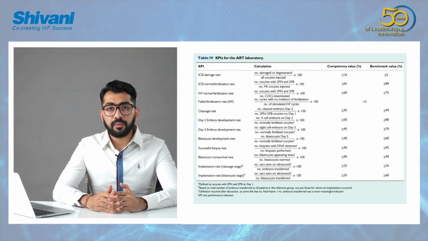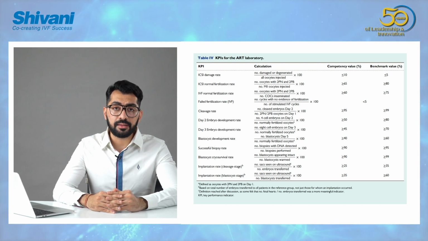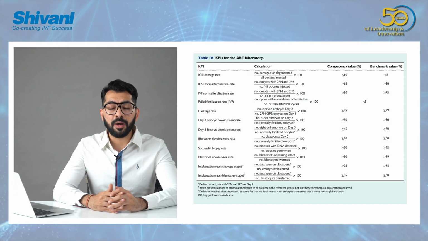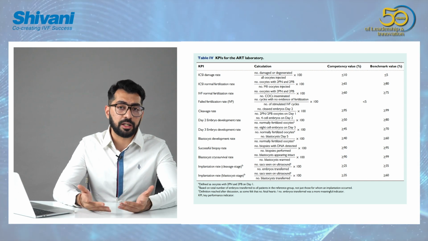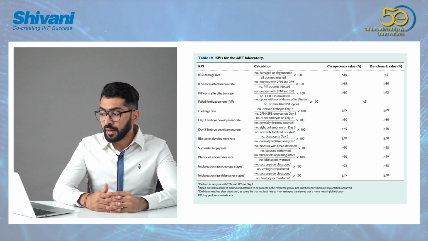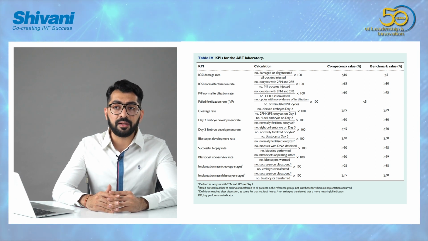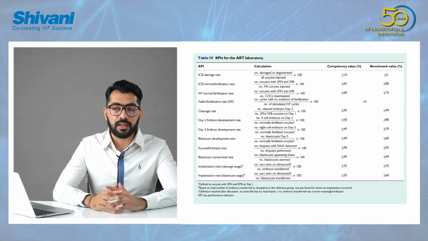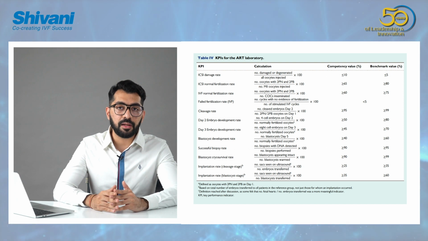The second thing that we want to assess, or the second KPI that we want to assess, is the ICSI fertilization rate. So this is the number of 2PNs that form after ICSI divided by the number of M2s that were injected, and you multiply it by 100 to get a percentage. And the competency value that we want to achieve here is 65%, which I personally feel is quite low, but that's the competency that any junior embryologist wants to achieve when they're starting. The benchmark that you would want to achieve is about 80%.